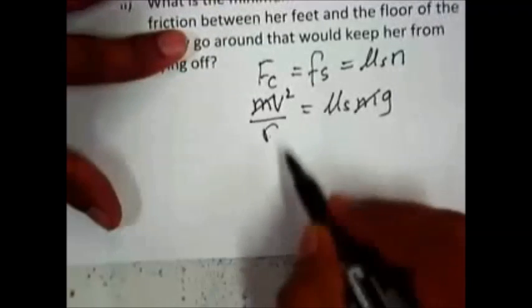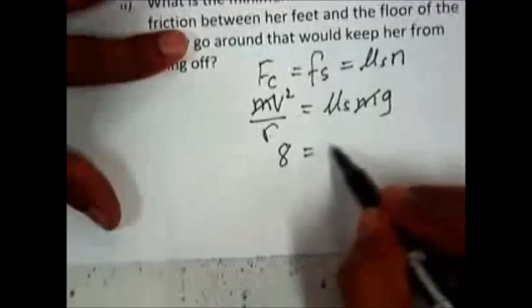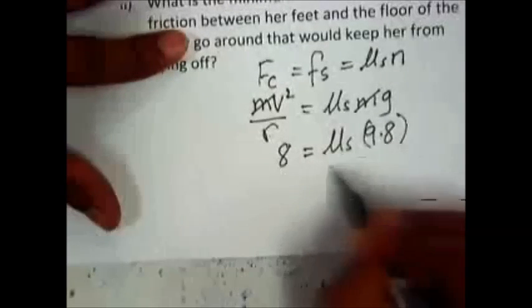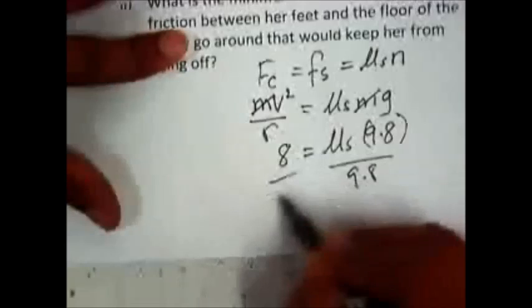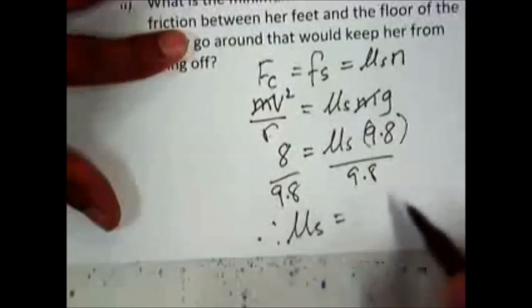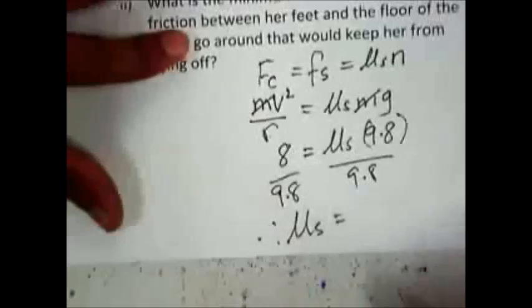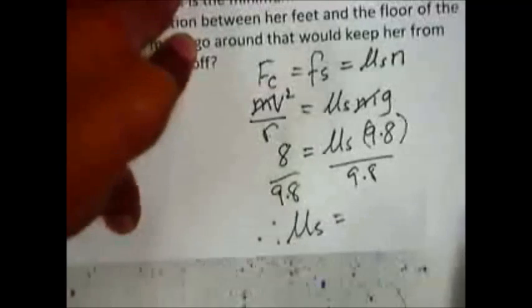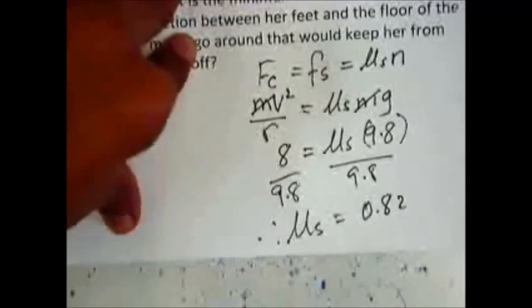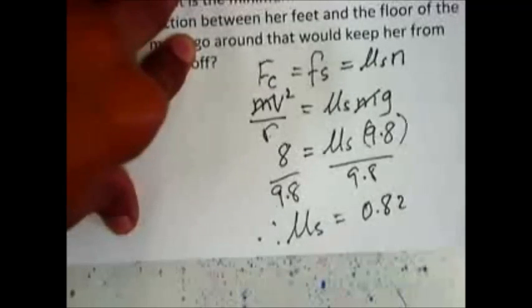So what you can do is, in place of v squared over r, you can just put 8, and you can put mu s into 9.8. You divide by 9.8, divide by 9.8. Therefore, your mu s is equal to whatever answer you get by dividing the two. 0.82 is your coefficient of static friction.